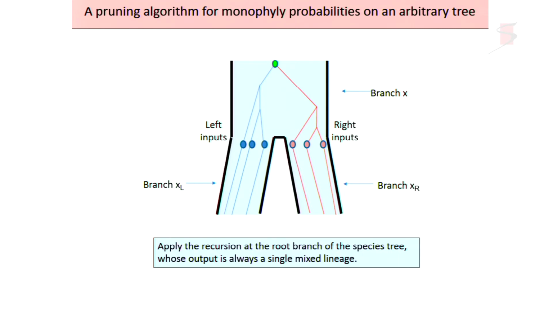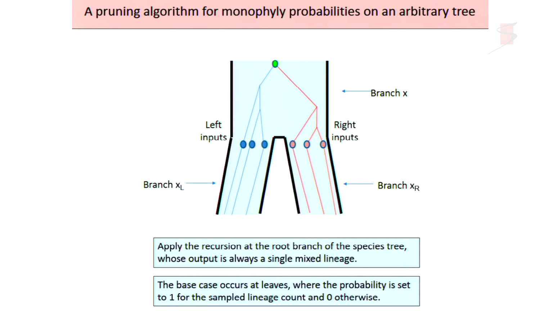Okay, so two more points before we see some results. To use this recursion, we apply it starting from the root of the species tree. The root is different because it ends with just one lineage. In the coalescent process, all the lineages eventually coalesce, and that last lineage is going to be a mixed lineage. So on the root branch of the species tree, we have to have this output: one mixed lineage.